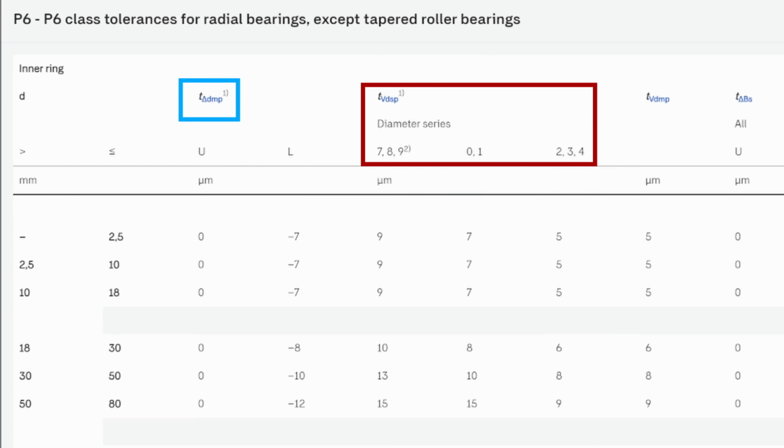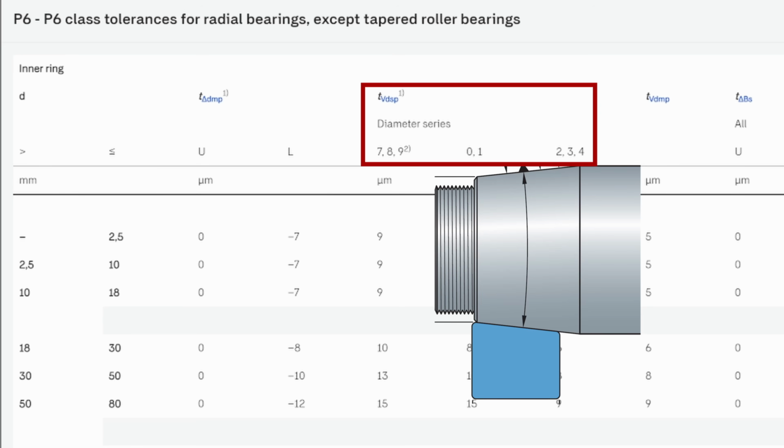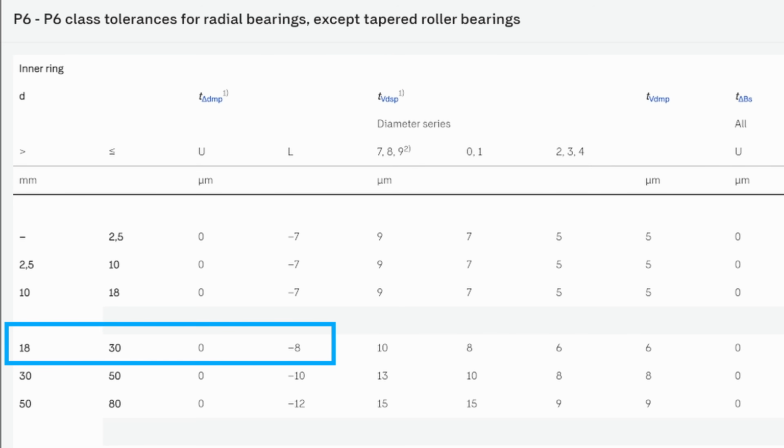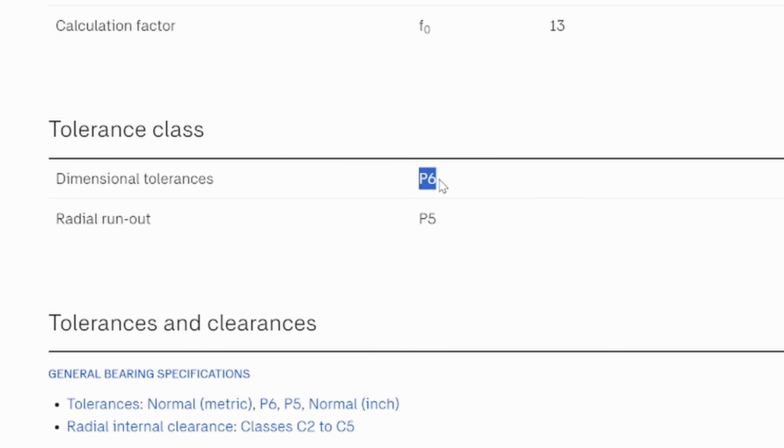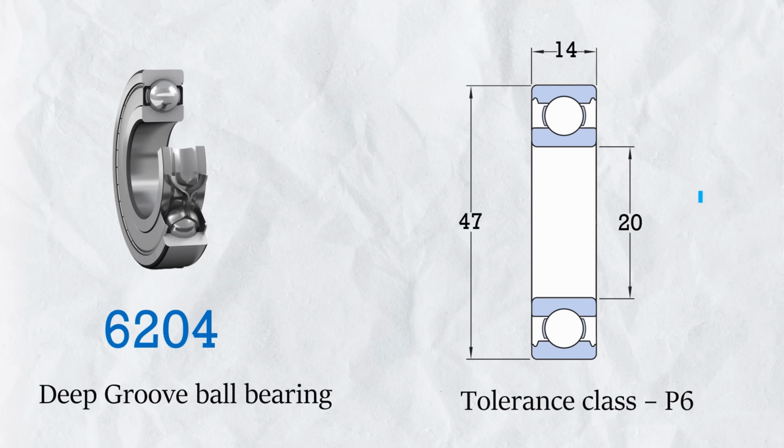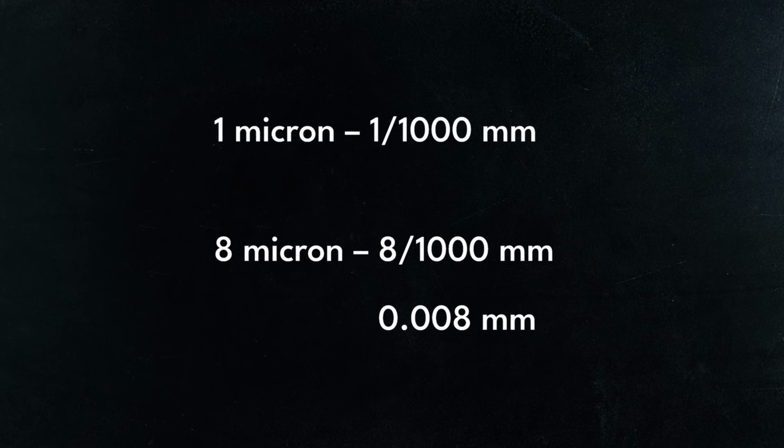These data are for taper bearing series. So for this row, delta DPM upper limit is 0 and lower limit is -8 micron. Means as this 6204 bearing is manufactured in P6 dimensional class, its inner ring tolerance will be 20 plus 0 minus 0.008 mm. 1 micron equal to 1 divided by 1000 millimeter.